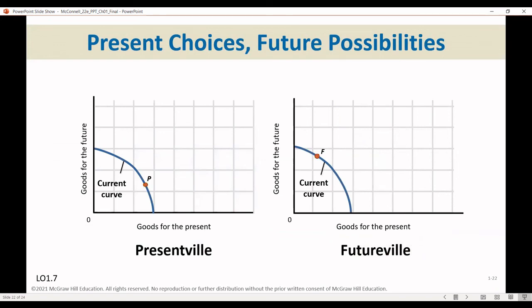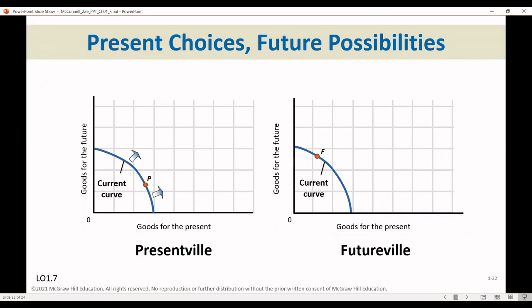I said before that the choice you make today with your resources can determine where you're going to be in the near future. In these two graphs, I show you a hypothetical example of Present Ville and Future Ville. Both economies allocate their resources differently. Present Ville allocates most of its resources to produce present goods, while Future Ville uses the majority of its resources to produce a future good, like a capital good.